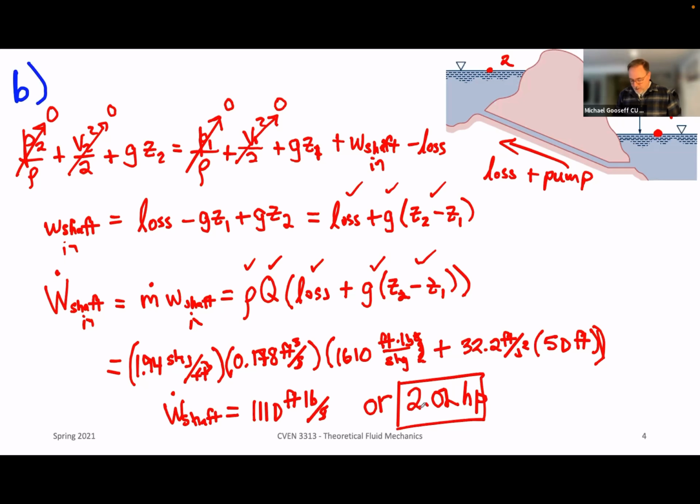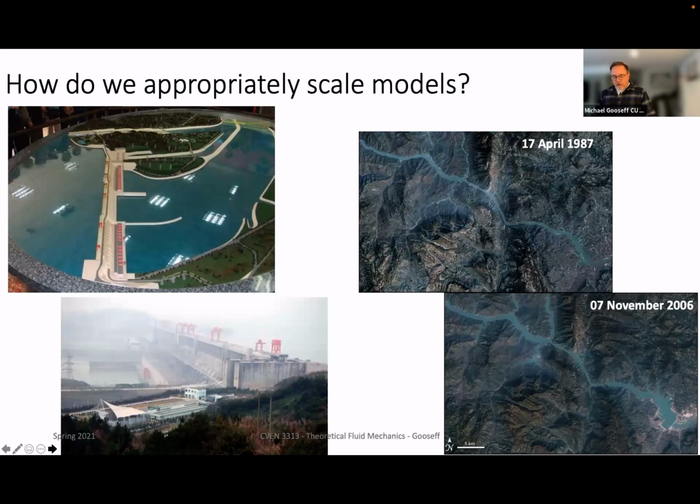All right. So, for example, here is a scale model on the upper left-hand side of the Three Gorges Dam. On the bottom is sort of a foggy picture of the dam itself after it was built. And on the right-hand side, you see 2 aerial images, one from April 17th, 1987. This is before the dam was put in place.